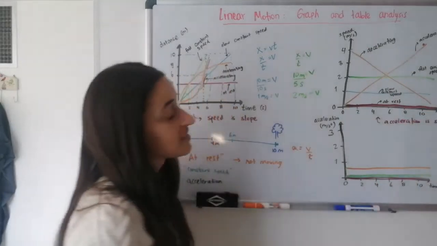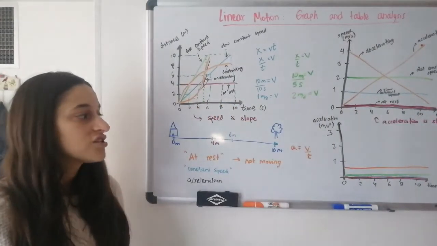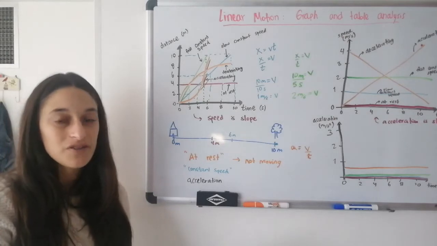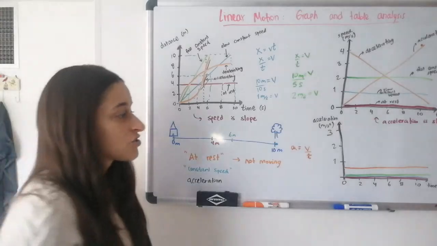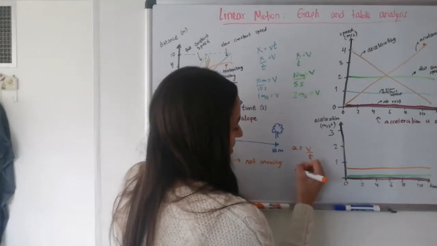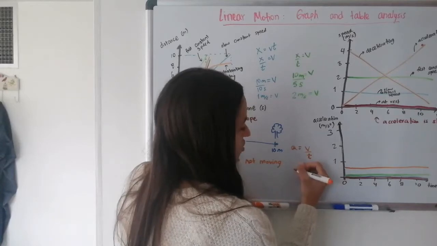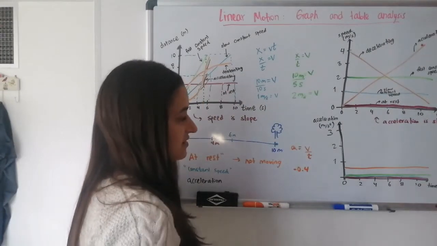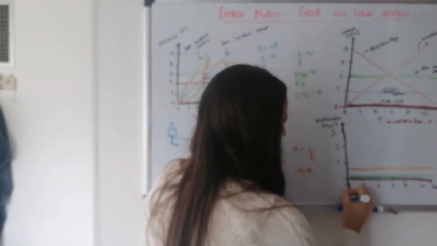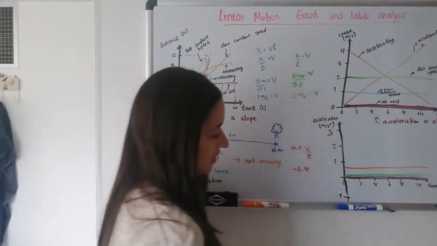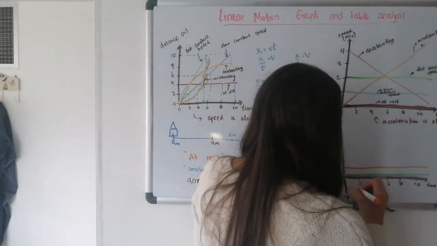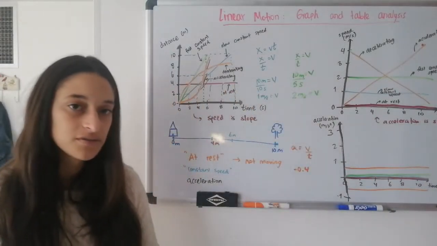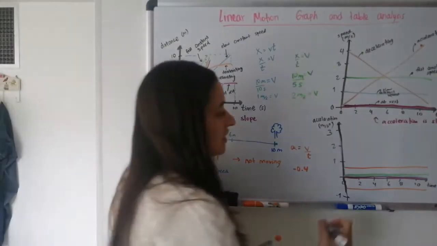And what about this line? So decelerating means it has a negative slope because the change in velocity was not positive 4. The velocity didn't increase from 0 to 4. It decreased from 4 to 0. So the acceleration in this case is going to be negative 0.4. So we're going to need to extend our y-axis to the negative numbers, put here negative 1, and we're going to have a line that is down here at negative 0.4, right?